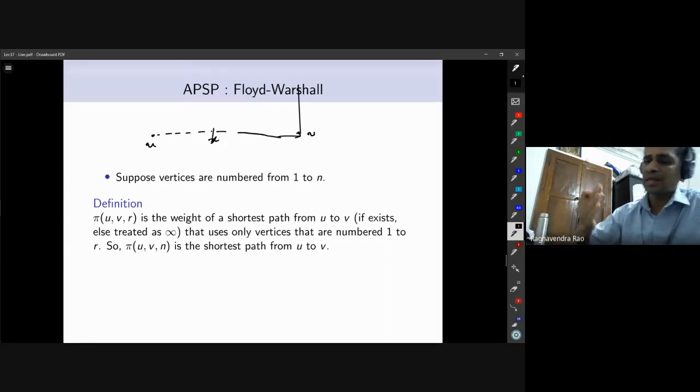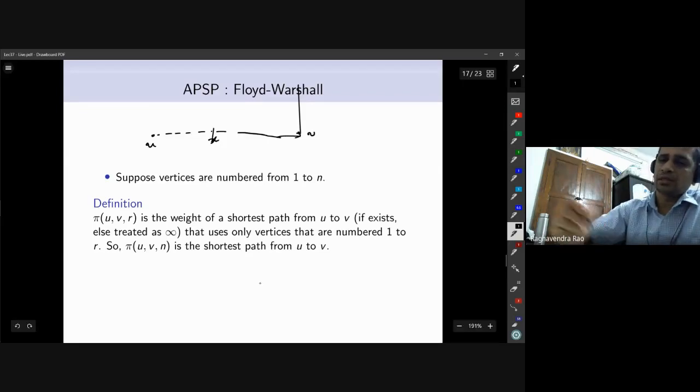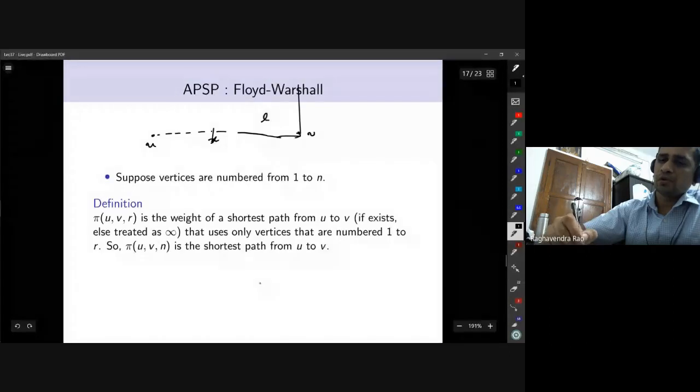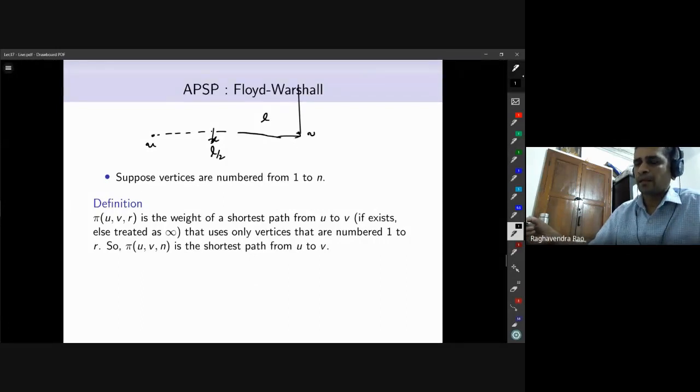Now, what is x that you are going to choose? That is left to the designer. Maybe the middle vertex that is exactly at half the length, or if you have a path of length L, then maybe you look for L by 2, or maybe L minus 1, any of that. In fact, if you look at Erickson's book, there is a discussion of all such possibilities and their limitations.